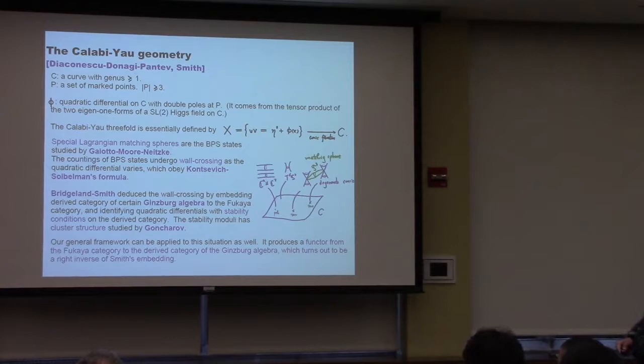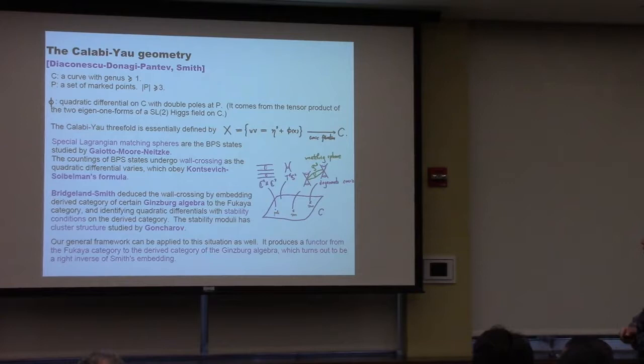And Bridgeland and Smith describe the wall crossing by studying stability conditions. So they embed the derived category of the Ginzburg algebra into a higher category and identify quadratic differentials with stability conditions on the derived category. So then the stability moduli has cluster structures studied by Fock and Goncharov. So there's a lot of story here.